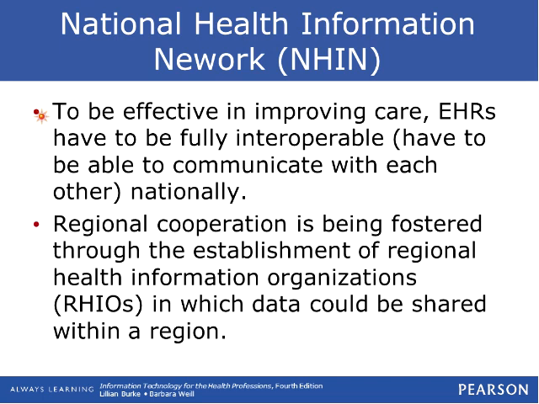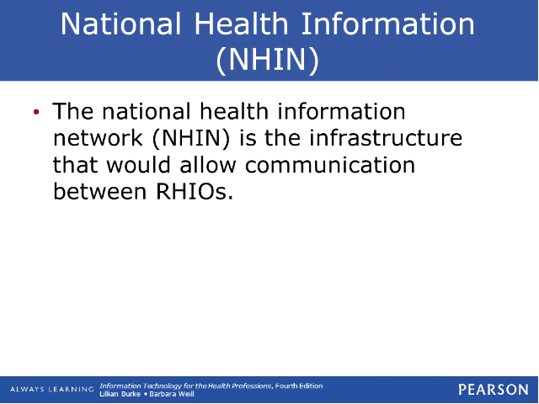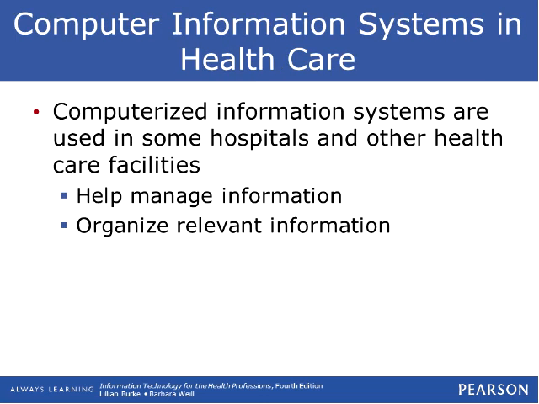Now the National Health Information Network, NHIN, is to be effectively improving care. EHRs, electronic health records, have to be fully interoperable. That means they have to have the ability to communicate with each other nationally. So they have to use the same criteria, the same digital information mechanisms and standards. So regional cooperation is being fostered through the establishment of regional health information organizations, or RHIOs, in which data can be shared within a region, an area, if you will. Now, the National Health Information Network, NHIN, is an infrastructure that would allow communication between those RHIOs.